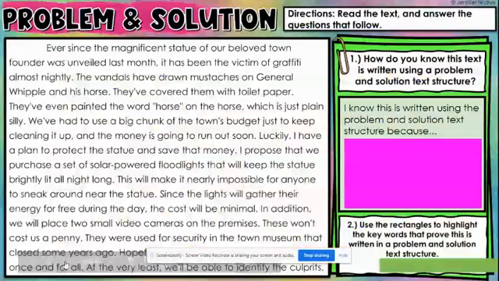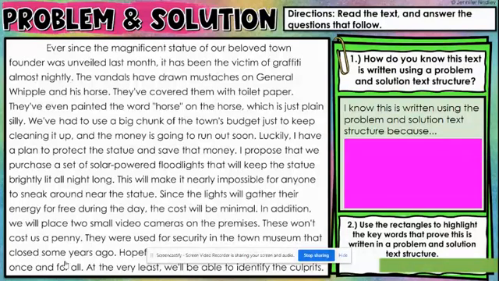All right, we're going to read this passage together. Ever since the magnificent statue of our beloved town founder was unveiled last month, it has been the victim of graffiti almost nightly. Uh-oh. What was the problem? People are putting graffiti on the statue. Graffiti is when they spray paint or write on and destroy the statue.